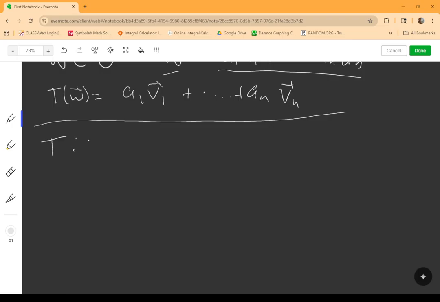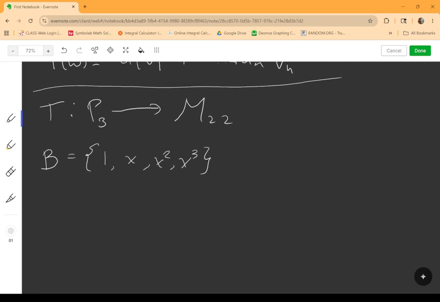I want to create a linear transformation between the polynomial space P3 and 2 by 2 matrices. First I need a basis for P3, and I'll choose the standard basis of 1, x, x squared, x cubed. I'll define what the transformation does to each one of these vectors. Let's say that T of 1 maps onto [1, 0; 0, 1].